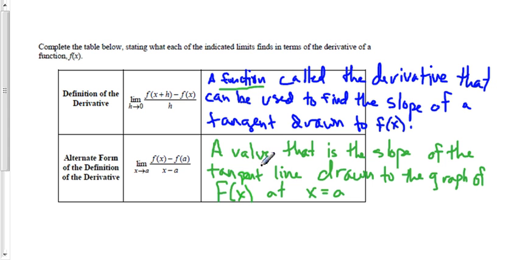So this is a function. For the alternate form of the definition of the derivative, this is x approaches a. So I'm actually putting in the value here. And what am I going to get? I'm going to get a value that is the slope of the tangent line drawn to the graph of f of x at a specific value, x equals a, x equals 3, x equals negative 8. Okay? Now, just up here, when I use this definition, I still could get a constant. So if I start with a linear function, the derivative is going to be a constant. That doesn't mean I use this form. So just be aware of that.